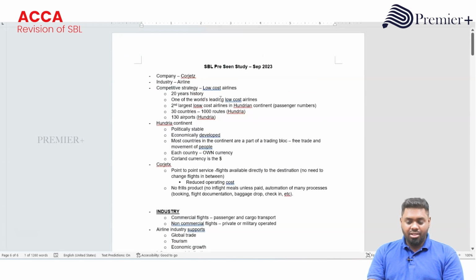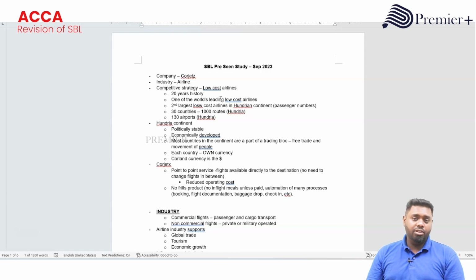So we have basically listed out the information provided in this pre-seen into a list where we have highlighted major points. Just be careful. Many students basically try to derive what sort of requirements will be tested in the examination. That can be done, but do not completely rely on that, because there is a part of the case study which is not yet provided. So the exhibits provided in the exam can basically change the direction of what the requirement is.